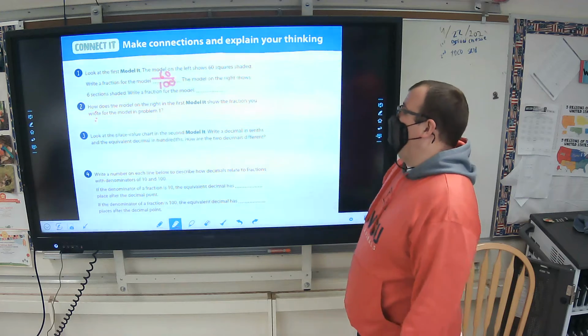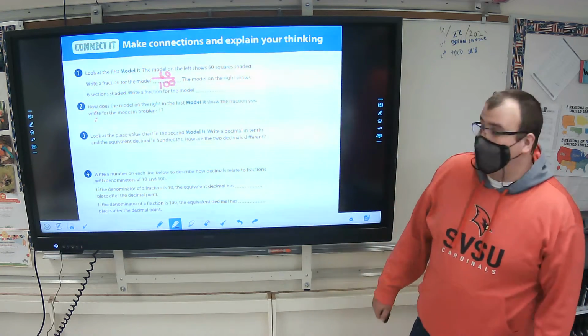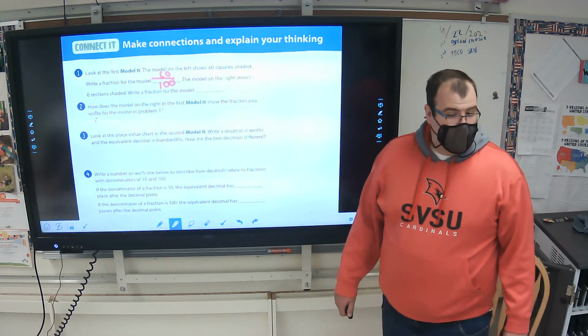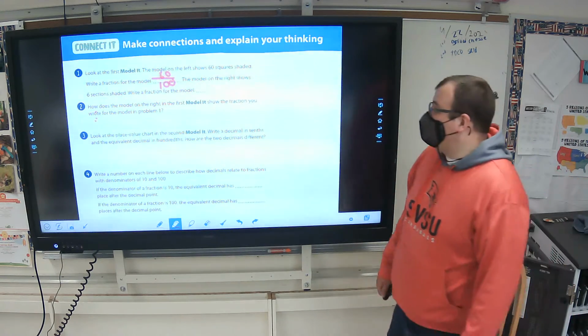The model on the right shows 6 sections shaded in. What is the fraction for that model? 6/10.